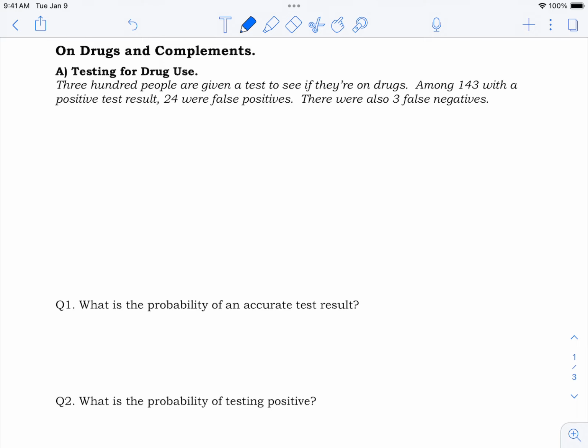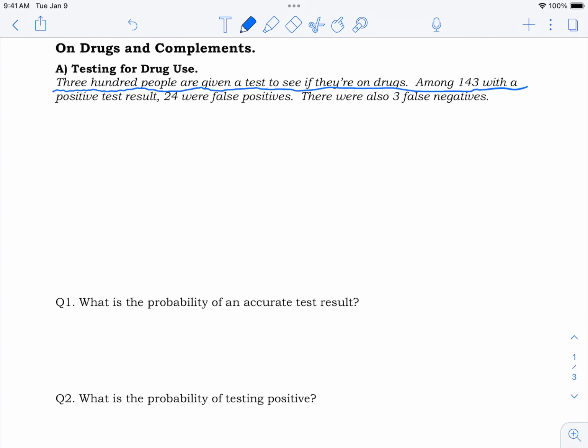But let's say we have a particular company, and it's testing their employees for drug use. And let's say we have this particular drug test, and we give this test to 300 people, and 143 come up with a positive result. Wow, it's almost half. But of those, 24 were false positives. In other words, they tested positive, but they weren't really taking drugs. You don't want a test that's not accurate, right? Well, there were 24 false positives, and we also had 3 false negatives.